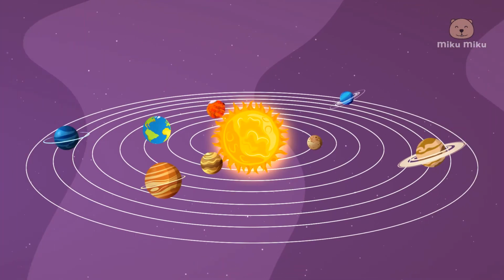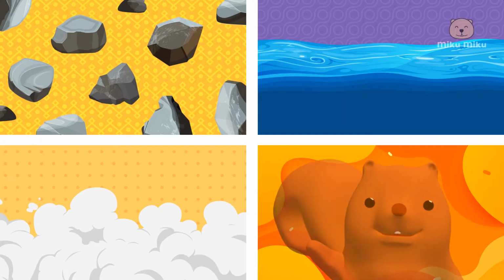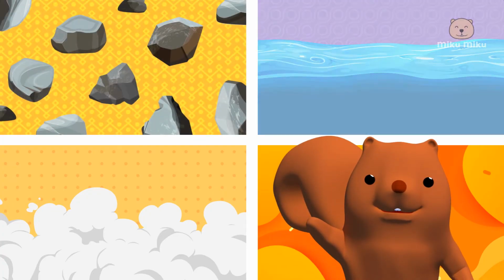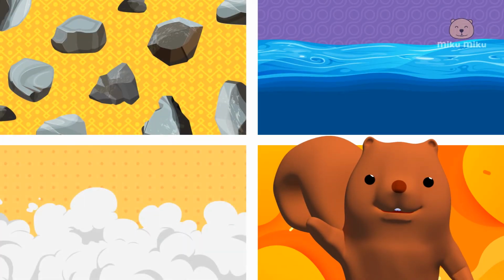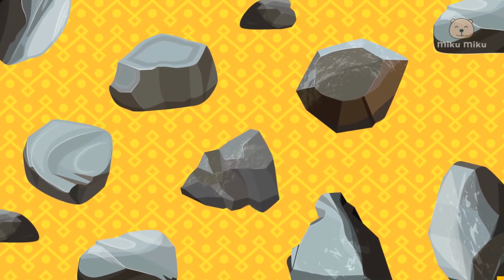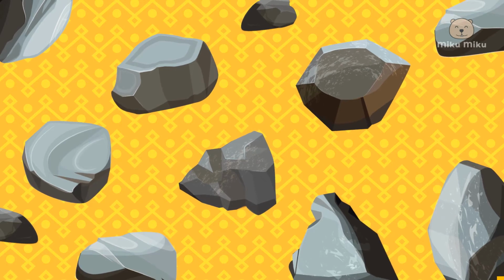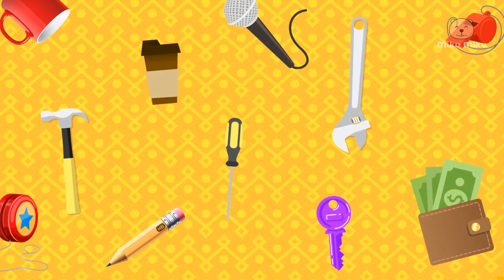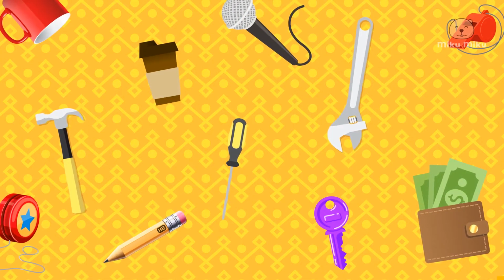Before we start, this information would be helpful to understand the topic. Solid, liquid, and gas. Solid has a shape. You can clearly see it and feel it. It can be hard or soft.